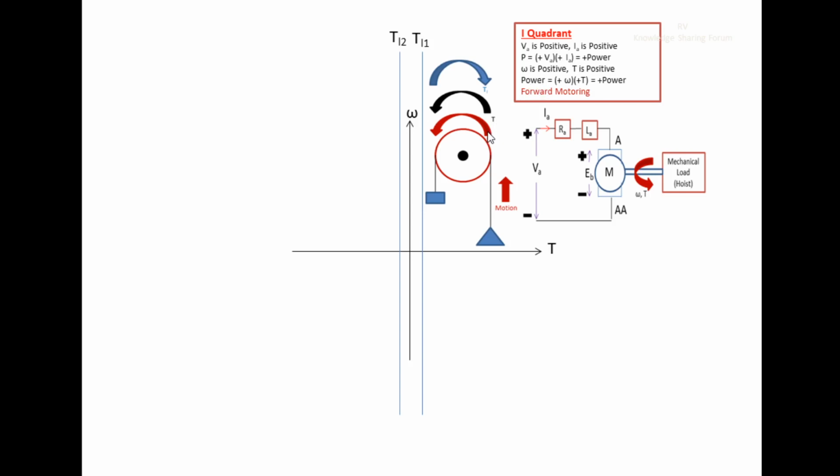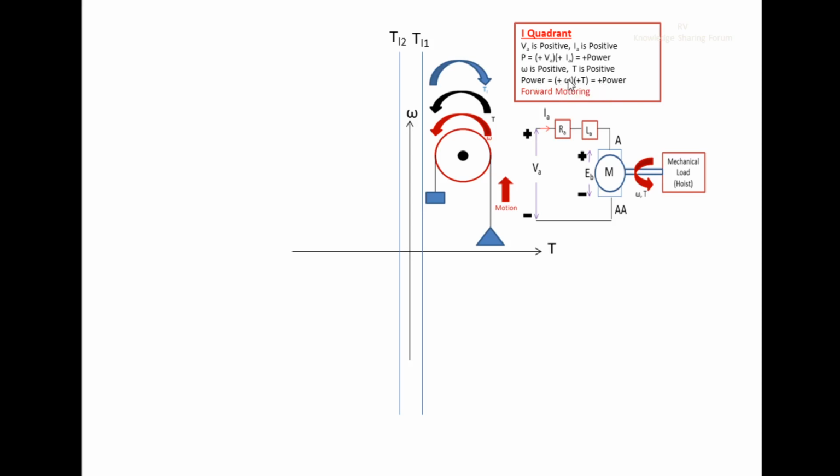So here, since we have assumed this counterclockwise direction speed as positive, speed omega is positive, and torque, which is in the counterclockwise direction, let us assume that also as positive. Therefore T is positive, and mechanical power output is equal to the product of omega and T. Here omega is positive and torque T is positive. So the product of two positive quantities will give you a positive quantity.